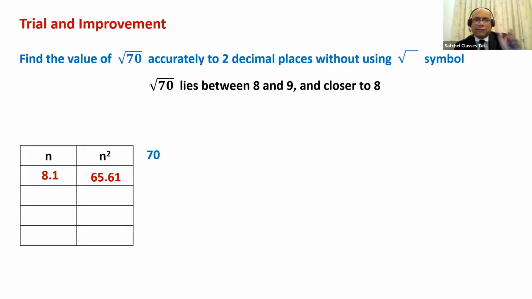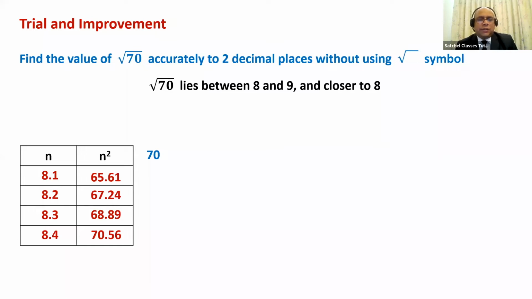So we get 8.1 squared is 65.61. And our target is 70. We are finding root of 70. So 65.61 is a small value compared to 70, so we need to increase 8.1. Let's take the next value, 8.2. What is 8.2 squared? 67.24. We're still not there. We are still less than 70. So let's take the next value, which is 8.3. What's 8.3 squared? It is 68.89. Still not there, we are still smaller than 70. How about 8.4 then? If I do 8.4 squared, you will get 70.56.